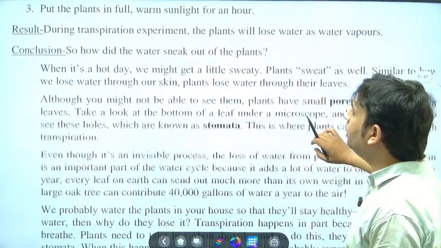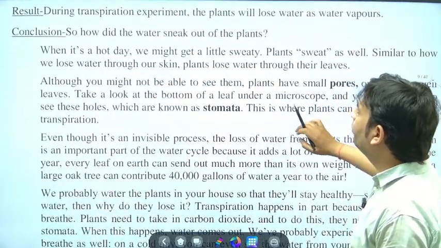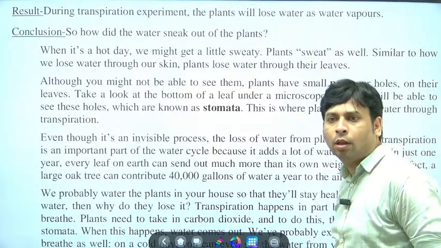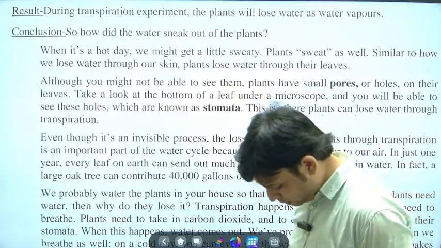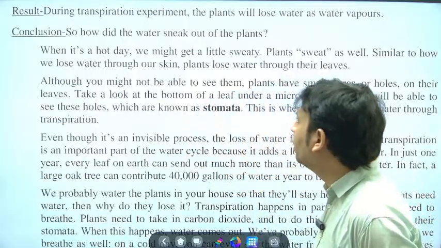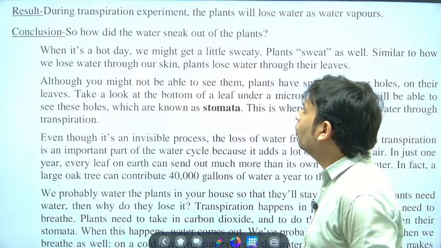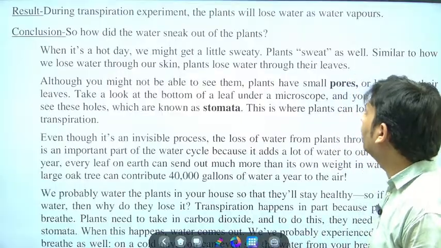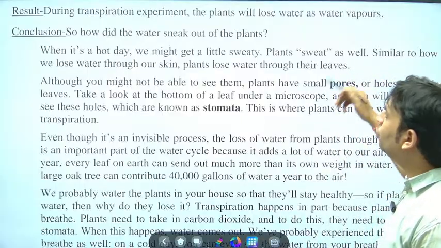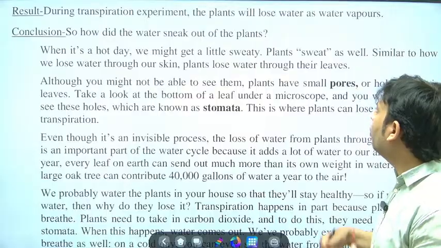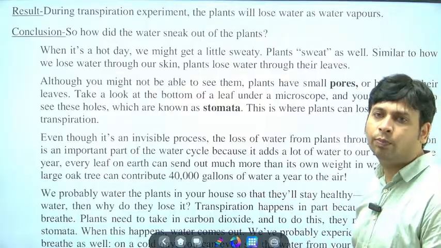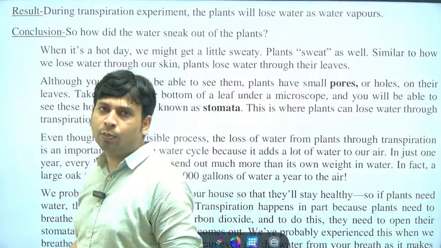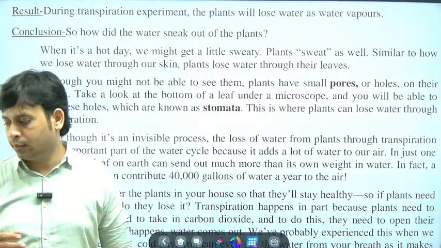So what result will you get? The plant will lose water as water vapor. So how do we conclude this? When it's a hot day, we might get a little sweaty. Plants sweat as well, similar to how we lose water through our skin. Plants lose water through their leaves. Okay, so transpiration is the sweating process of plants.